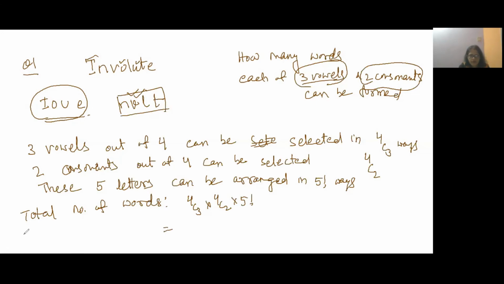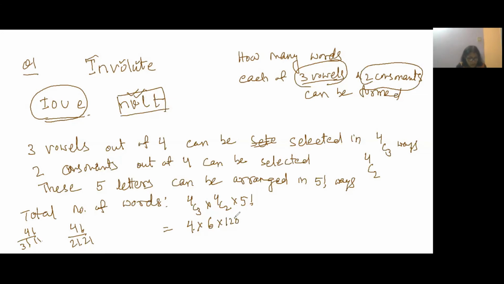4C3, you can calculate factorial 4, factorial 3, factorial 1. Or you may write here 4C3 equal to 4C1. 4C1 equal to 4. Done? Okay. Into 4C2: factorial 4, factorial 2, factorial 2. So factorial 4 is 24, 24 by 4, that is 6. Okay. 5 factorial is 120.